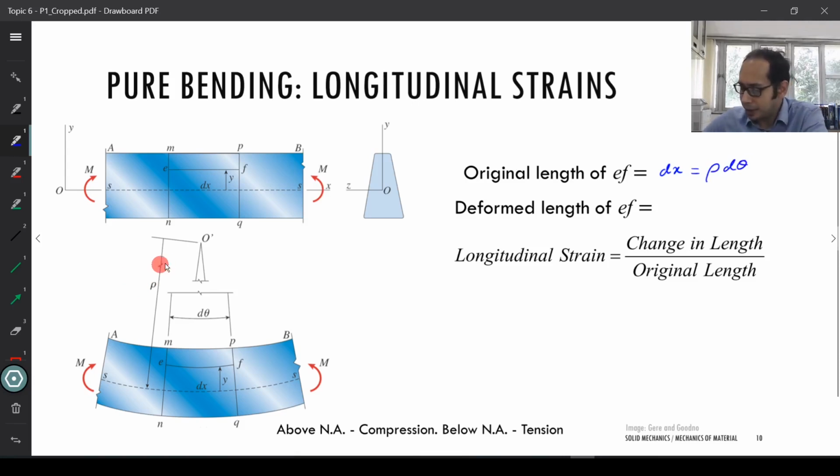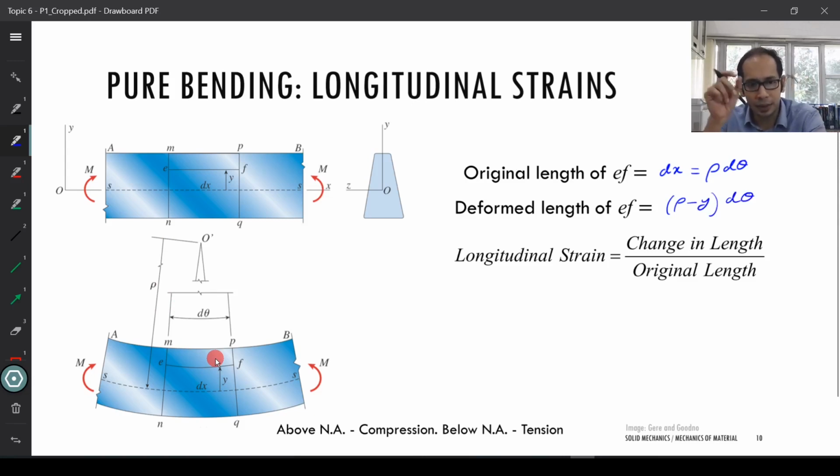Right. Now let's take a look at the same line EF again. What is the deformed length of EF? Now this EF is at a distance y from the neutral axis, and after this beam has bent, this EF has undergone a shortening. That's what we have seen, that above the neutral axis the lines undergo shortening. What is going to be the length of this EF over here? That can also be easily calculated. That is going to be rho minus y times d theta.